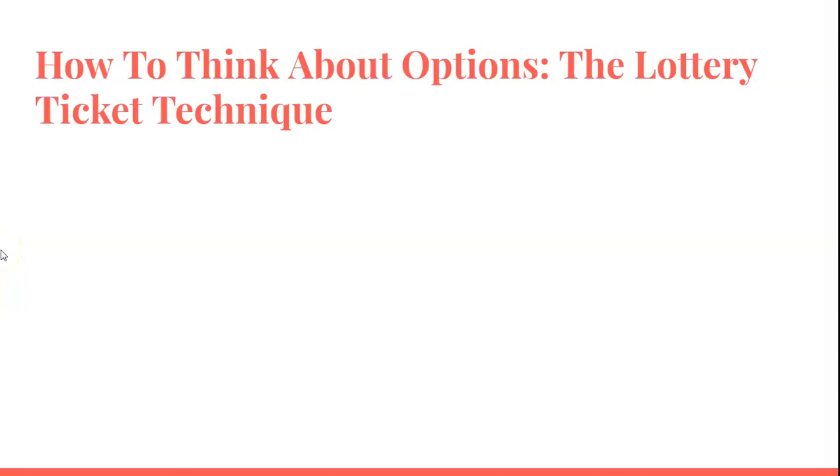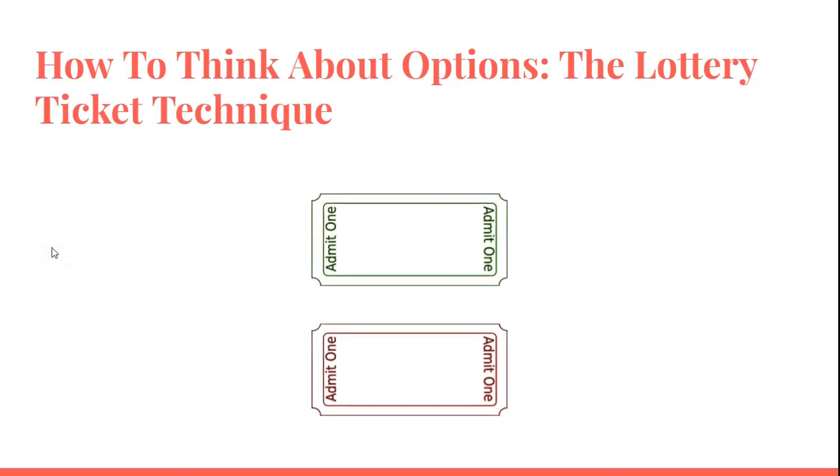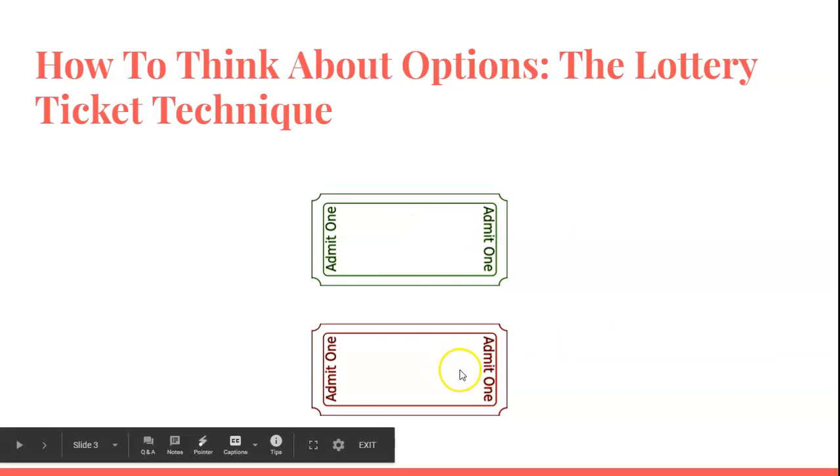Okay, so let's talk about how exactly to think about options using the lottery ticket technique. First, let's just forget about options and pretend that we are going to buy some lottery tickets. There are two possible lottery tickets that you can buy in this world: the green lottery ticket or the red lottery ticket.